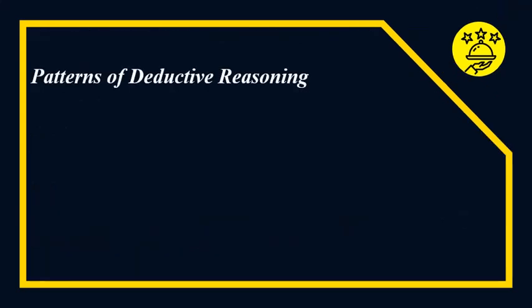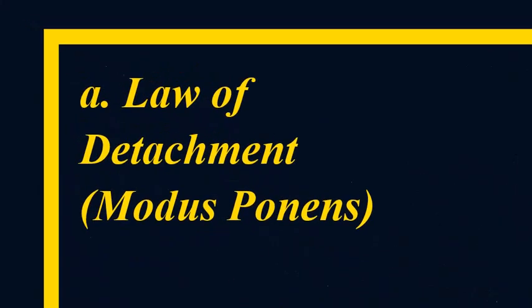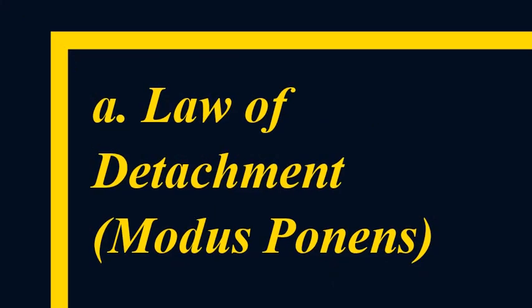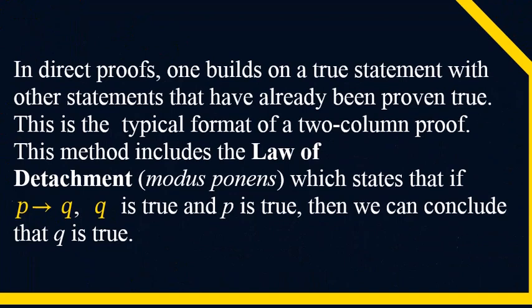Patterns of deductive reasoning. To arrive at a valid conclusion, we need to apply logic appropriately in each step of our reasoning. Commonly used patterns of deductive reasoning will be discussed in the following paragraphs. We have the law of detachment or the modus ponens. In direct proof, one builds on a true statement while the other statements have already been proven true. This is the typical format for the two-column proof.